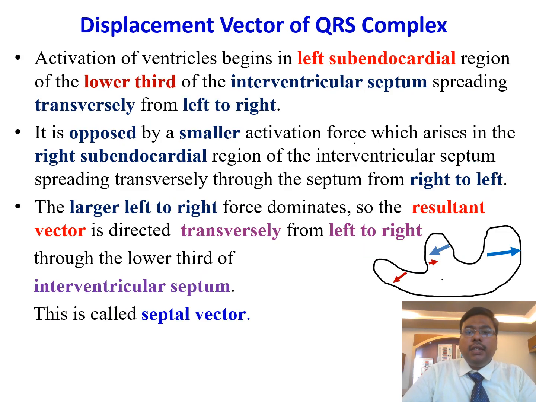Activation of ventricles begins in the left subendocardial region of the lower third of the interventricular septum, spreading transversely from left to right. It is opposed by a small activation force that arises in the right subendocardial region. So the larger left to right force dominates, so the resultant vector is directed transversely from left to right through the lower third of the interventricular septum. This is called septal vector.